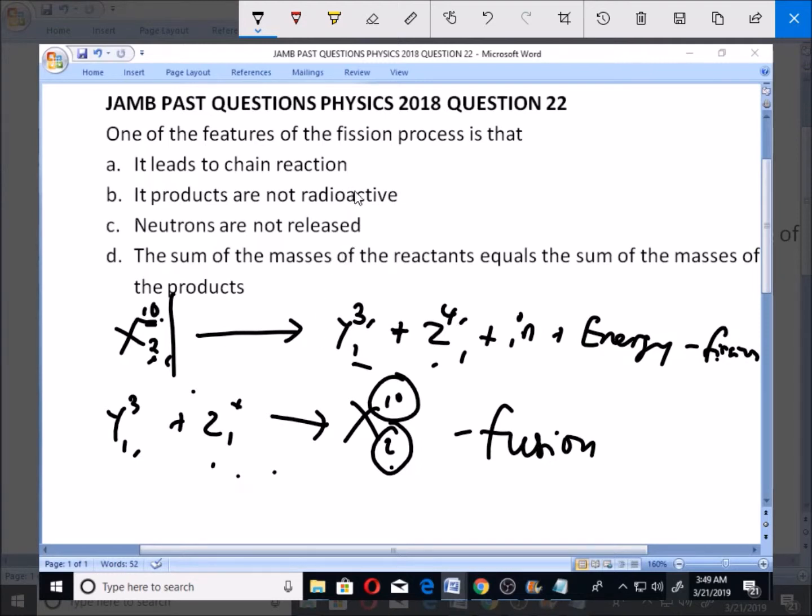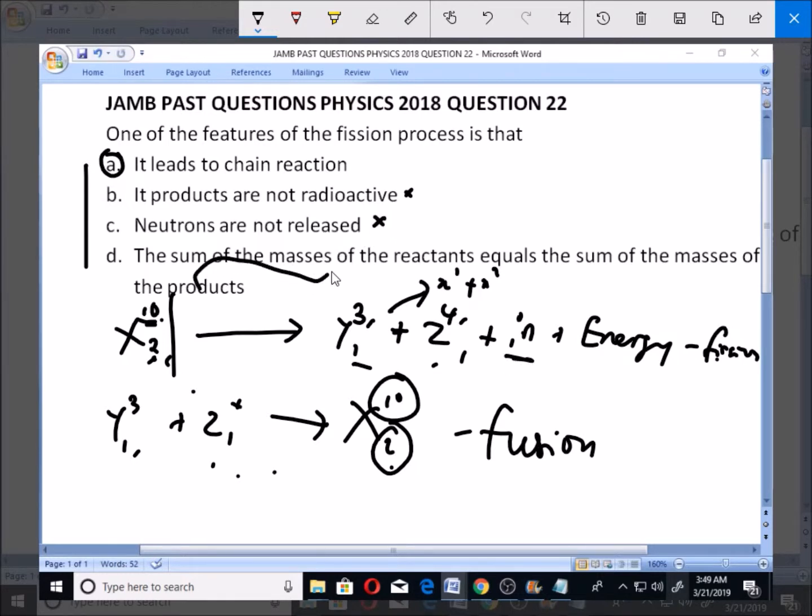Now, let's look at this question again. One of the features of fission reaction is that: A. It leads to chain reaction. Most radioactivity reactions lead to chain reaction. So this is a correct option for now until we check all of these. B. Its products are not radioactive. That is not true. Some of the products of radioactivity can also disintegrate more to form even smaller ones. So the products can be radioactive. So this is not true. C. Neutrons are not released. Neutrons are actually released. So this cannot be true.